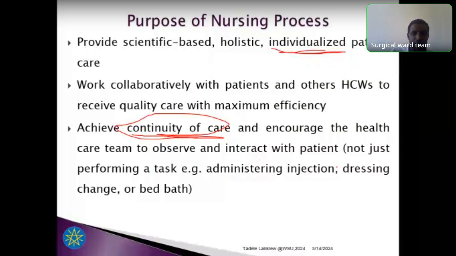For example, administer an injection and then follow up the drug and body interaction. Dressing change and observe the patient after dressing change.